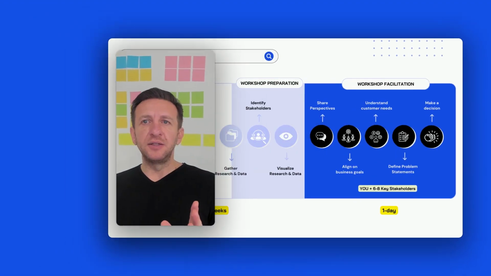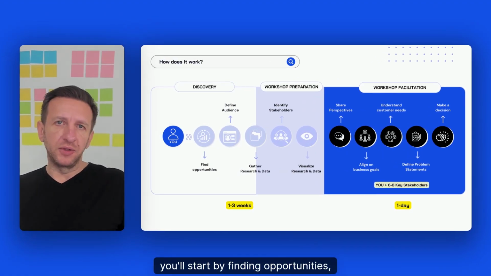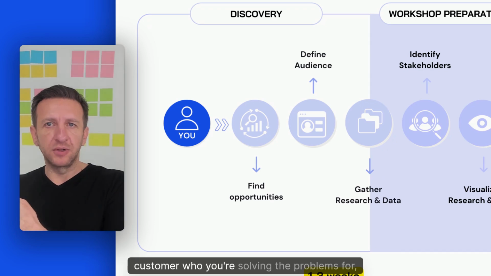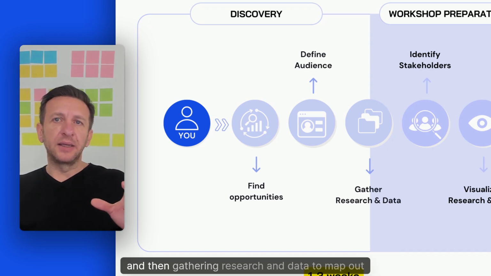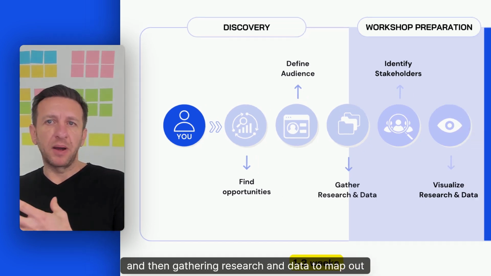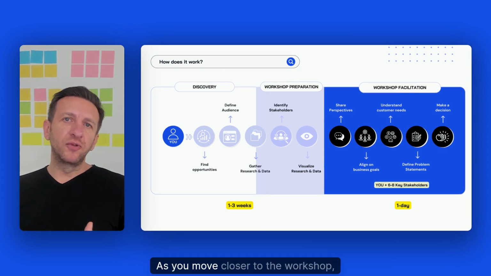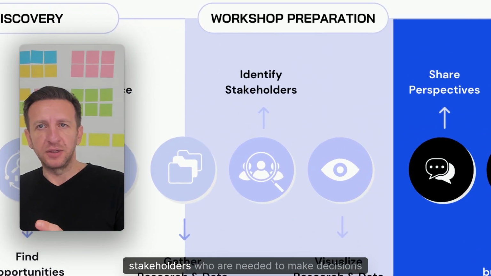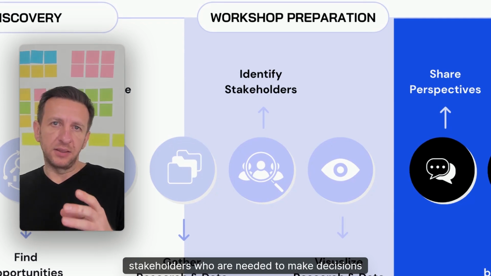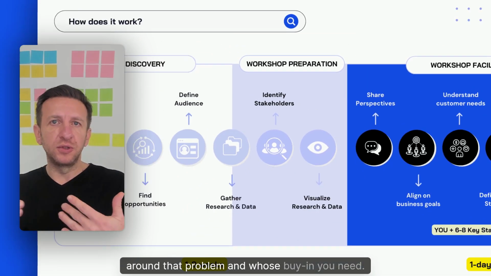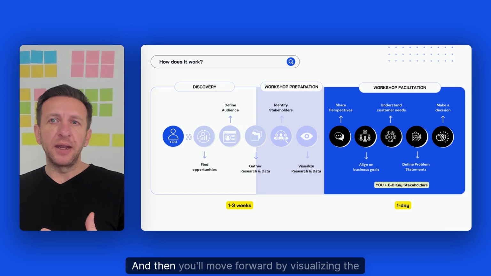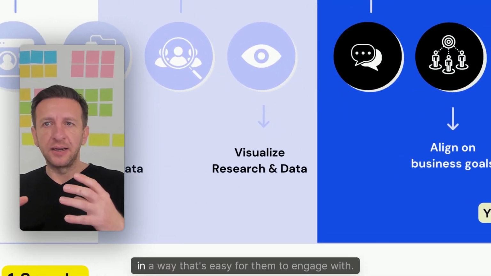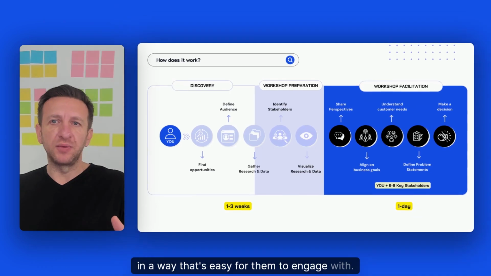In the discovery phase, you'll start by finding opportunities, defining your target audience. This is your customers who you're solving the problems for, and then gathering research and data to map out the problem space. As you move closer to the workshop, you'll prepare by identifying the right stakeholders who are needed to make decisions around that problem and whose buy in you need. And then you'll move forward by visualizing the research in a way that's easy for them to engage with.